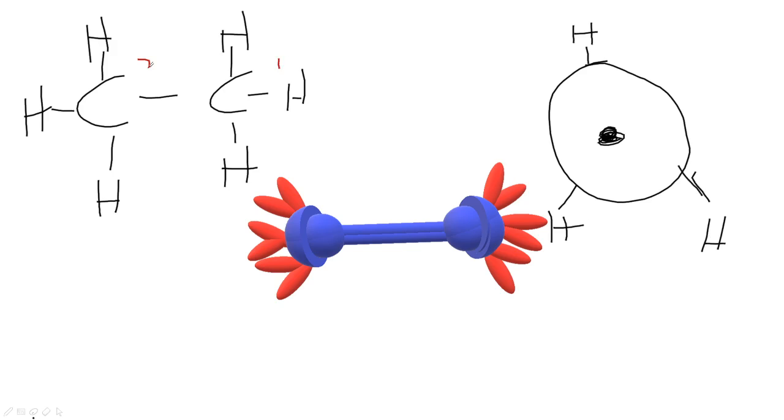Carbon number 1 and carbon number 2. This is the hydrogen of carbon number 2. Now if we look at this, let's say this is hydrogen 1 and this is hydrogen 2. Now if we look at this structure, we find out that these two hydrogens, unlike in the eclipsed conformation where they were overlapping each other, are not overlapping.